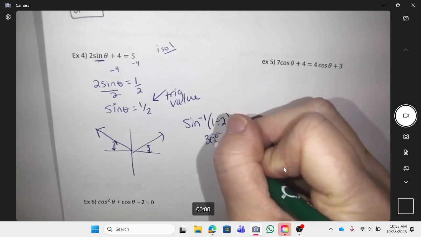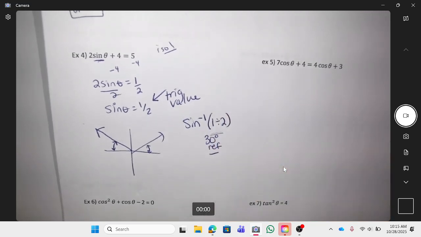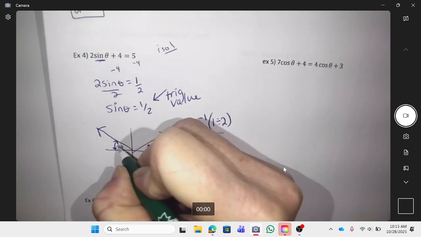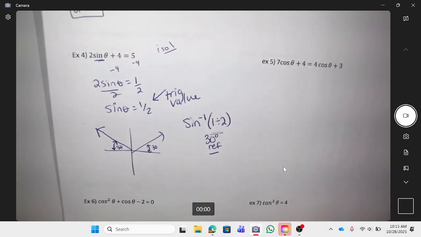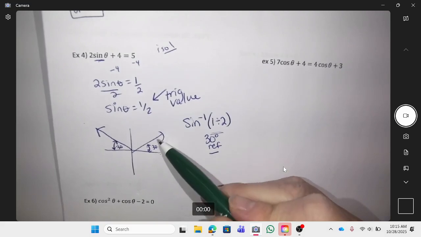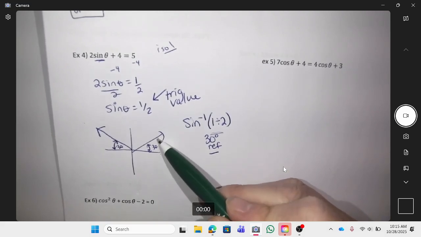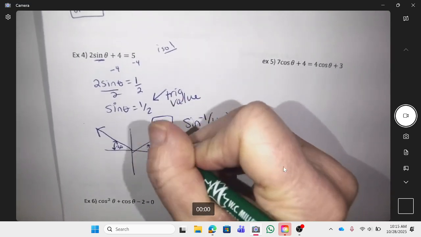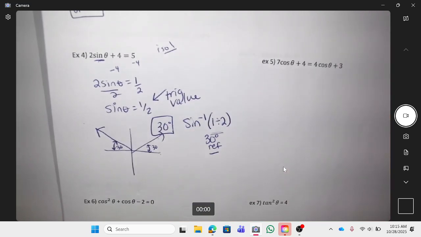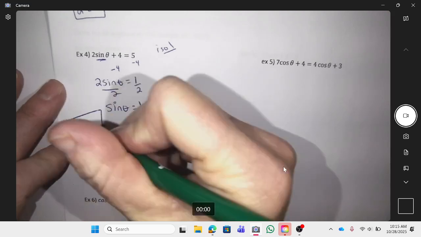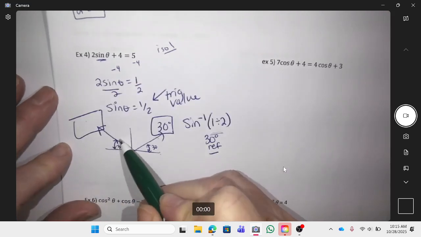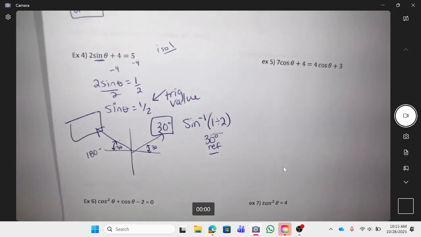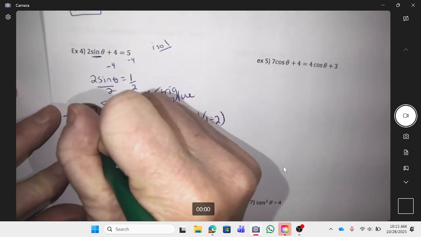Okay, not our answer. What have we gotten to now? A reference. So this answer, I'm 30 degrees bigger than 0. So 30 degrees. Okay, and that quadrant, you better be somewhere between 0 and 90, right? This one is 30 degrees less than 180, right? So 150.